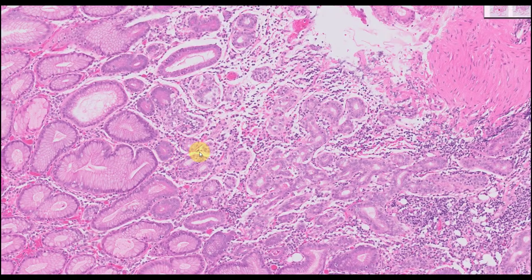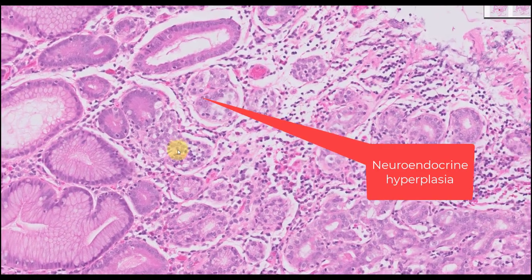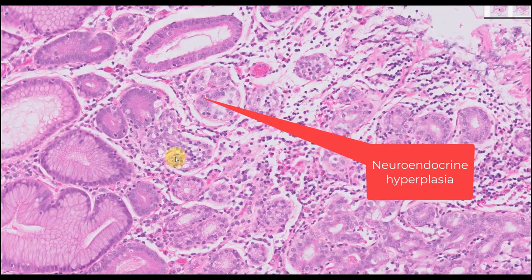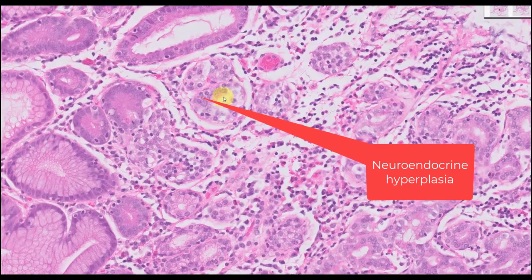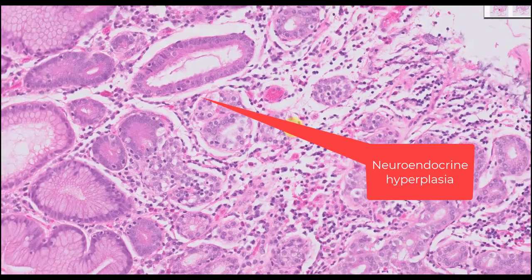And the way you do that is you look for neuroendocrine cell hyperplasia. It is exceptionally uncommon to see significant neuroendocrine cell hyperplasia of this kind in the gastric antrum. So here it is, neuroendocrine cell hyperplasia, nests of very monotonous cells. This tells me that this is probably oxyntic mucosa.